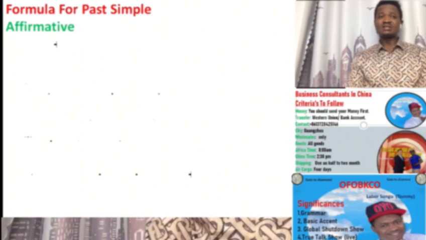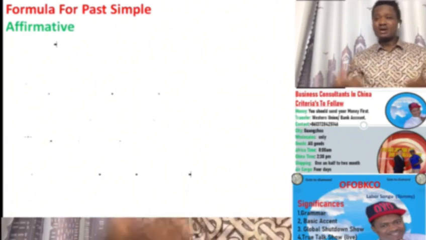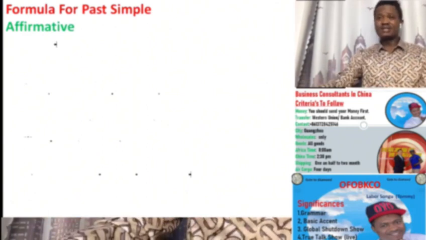Also we got to talk about the verb to be, because we got to use the verb to be in all these forms. All right, guys, let's go. Affirmative form, that is the positive form.